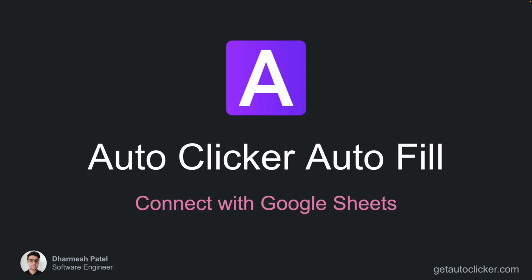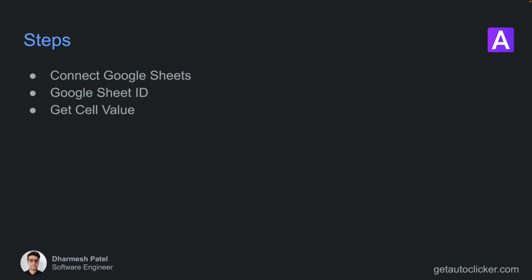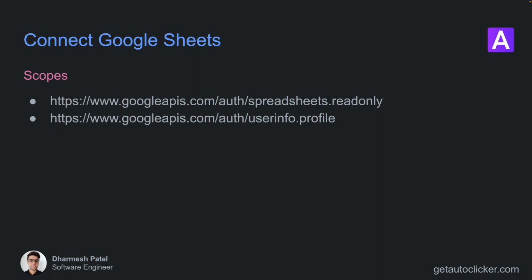To start with Auto Clicker and connecting with Google Sheets, we have three steps. First is to connect with Google Sheet. The second is filling the Google Sheet ID into configuration settings, and the third one is to get the cell value. Basically we require two scopes here: reading the spreadsheet, and the user info profile. So both are required.